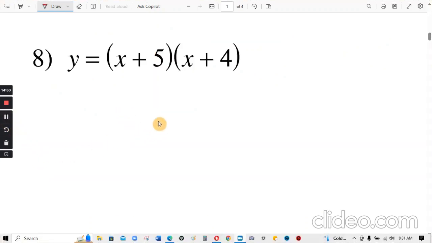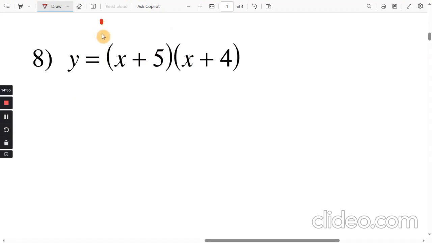On number 8, you can use FOIL. So let's start by using FOIL, or distributive property.